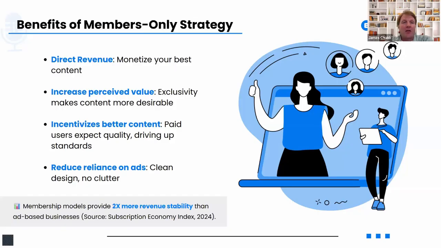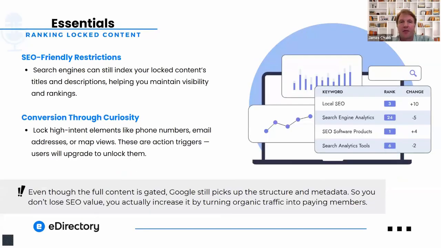It increases the perceived value. The exclusivity makes the content more desirable if people are willing to pay. Obviously, the content needs to be good and it will be good, and being part of that community is often a lot of value for people. And it incentivizes better content. Paid users expect quality, so the standards are going to go up, both for the content that you're providing and also the user-generated content. And it reduces reliance on ads, with clean design and less clutter. Membership models often provide 2 times more revenue stability than just ad-based businesses because you do get that ongoing monthly revenue. And with that, I'll turn it over to Gabriel, who will take it from here.